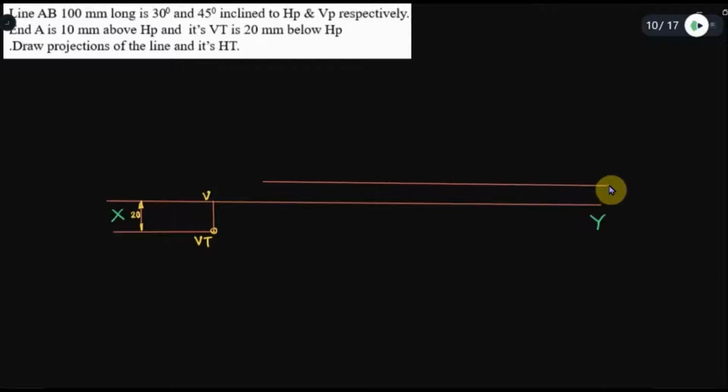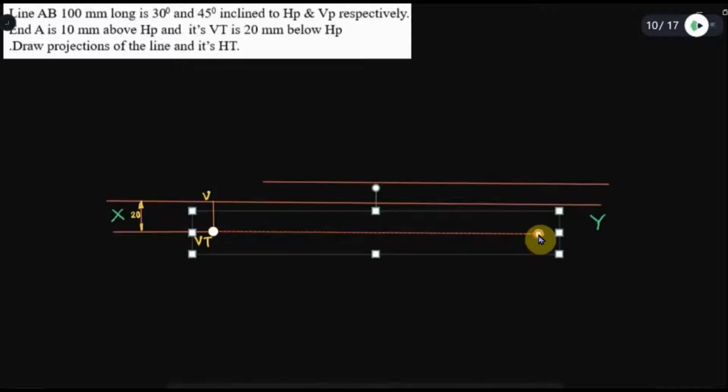I will draw a long line so that later on this can be the reference for the angles and all. Similarly here on the VT side also. We may be requiring that later. That is 20 mm below XY. Through VT I am drawing a horizontal line, like this. Now what exactly do we know now?